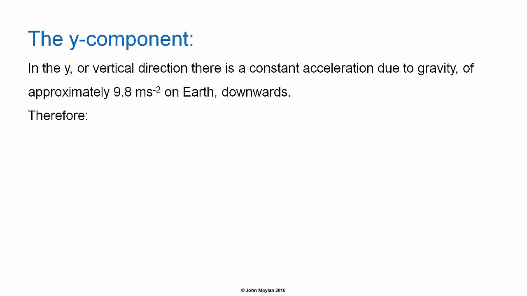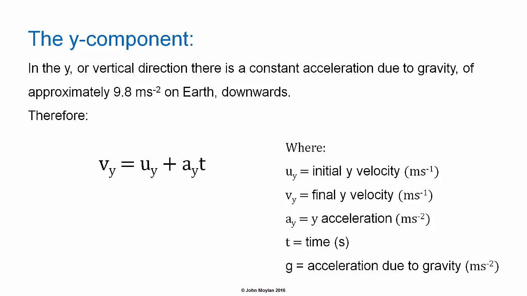In the y, or vertical direction, there is a constant acceleration due to gravity of approximately 9.8 meters per second squared on Earth downwards, and that will of course be different on different planets and the moon. Therefore, V subscript y equals U subscript y plus A subscript y t, where U subscript y is the initial y velocity in meters per second, V subscript y is the final y velocity in meters per second, A subscript y is the acceleration in the y direction in meters per second squared, and t is time. This can be rewritten in terms of gravity as v subscript y equals u subscript y minus gt, where g is acceleration due to gravity in meters per second squared, and it is given a negative sign as it is in the minus y direction. Velocity in the y direction.